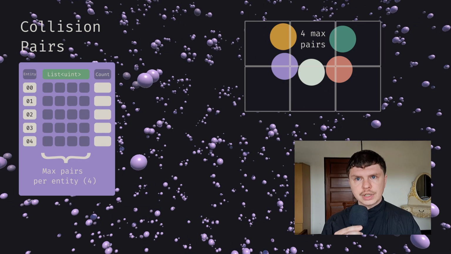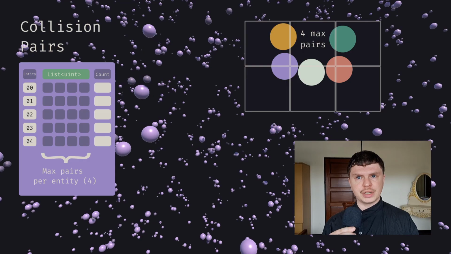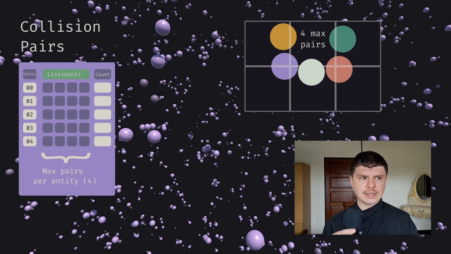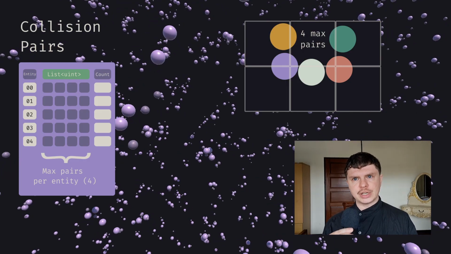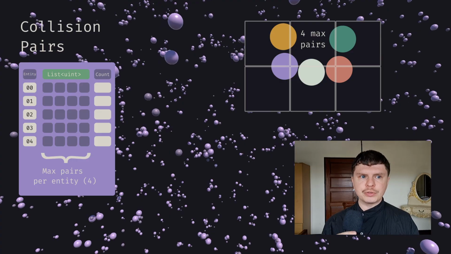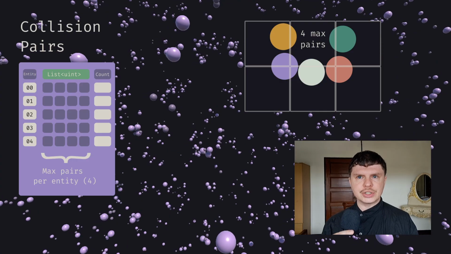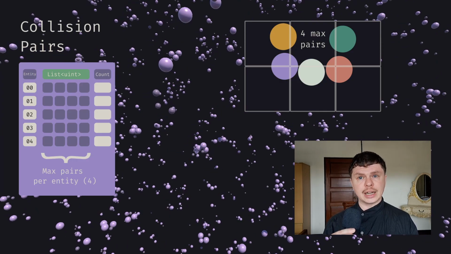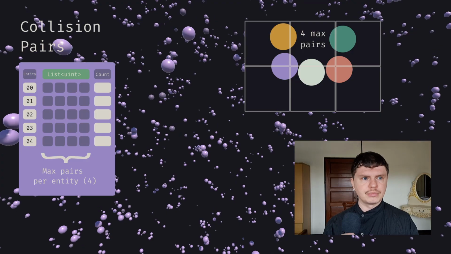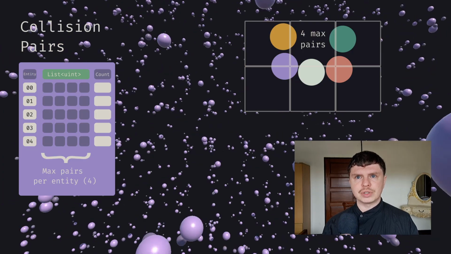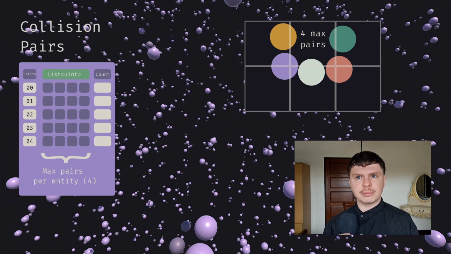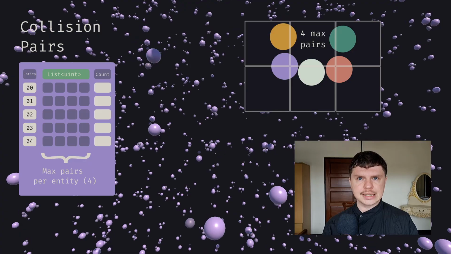Let's first include another limitation, max pairs per entity. This value tells us how many possible pairs each entity can have. It reflects possible pairs, entities sharing the same cell before the actual intersection calculation. This limitation exists so the system won't blow up with large numbers and to keep data organized.